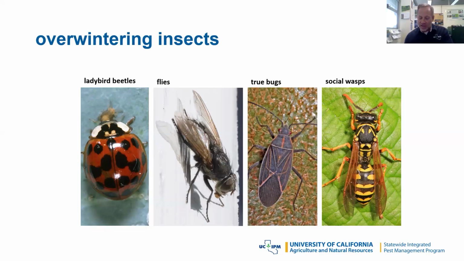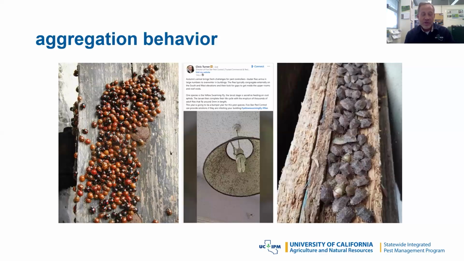So all of these insects can look to enter your home in autumn in order to survive the winter. And many of them aggregate. So here's your ladybird beetles. In this case, these are Harmonia, known sometimes as the multicolored Asian ladybird beetle, a very large ladybird beetle, and they often are found in these aggregations. They have a unique odor, which can actually foul indoor furnishings.